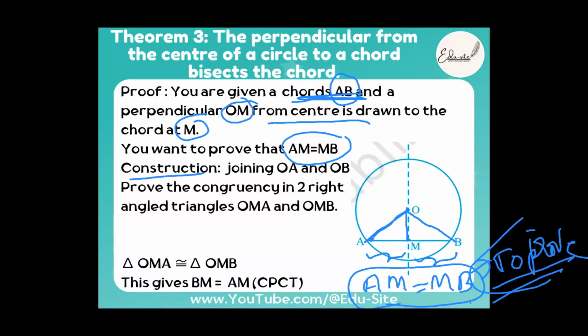Okay, this is the construction library. Now, how will we find AM is equal to MB? Just the simple thing, you are going to consider two triangles OMA and OMB, correct?